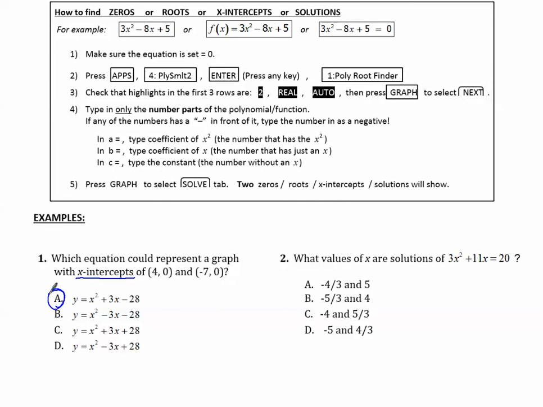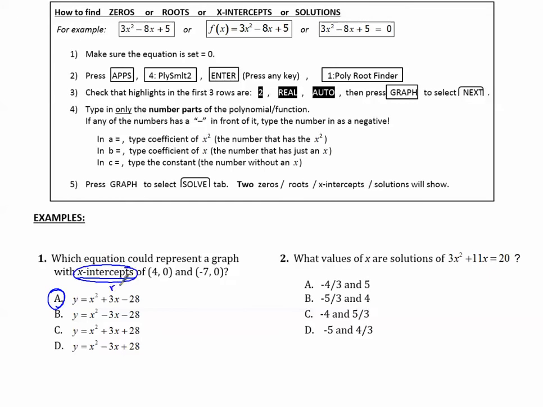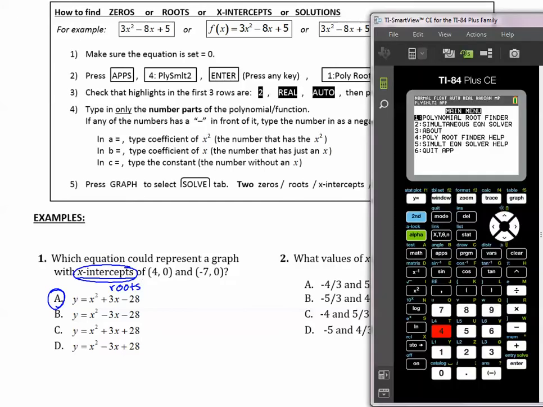What's another way to do this? Well, following these steps for the app, I would go to Apps, choose choice 4, and then I want the first choice, Polynomial Root Finder, because remember I'm finding roots when I'm finding x-intercepts. X-intercepts and roots mean the same thing. So I'm choosing that first one, and then I'm going to press Next by pressing the graph button that's right underneath Next.